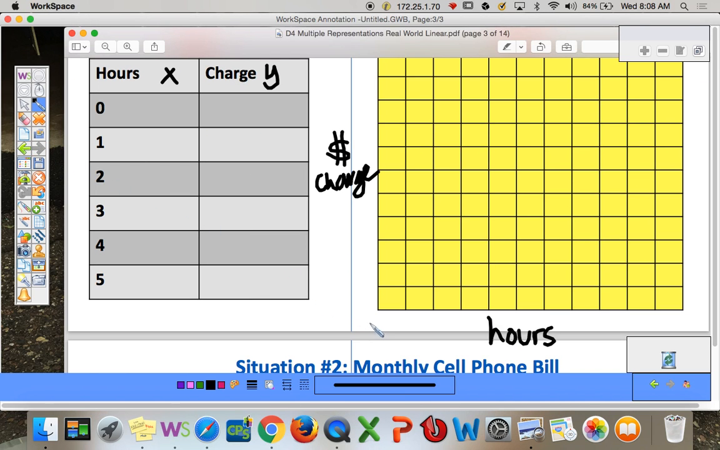So I'm just going to start at 0. I'm just going to go up by 2s. 12, 14, 16, 18, 20. And then hours, it's just 5 hours. So I'm just going to go every other one is 1 hour. 1, 2, 3, 4, and 5.